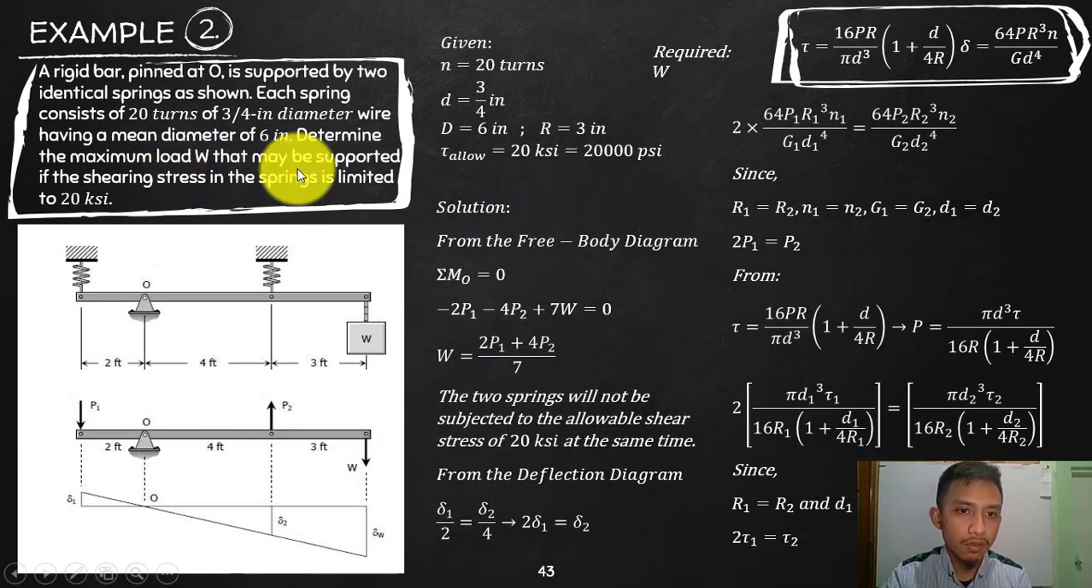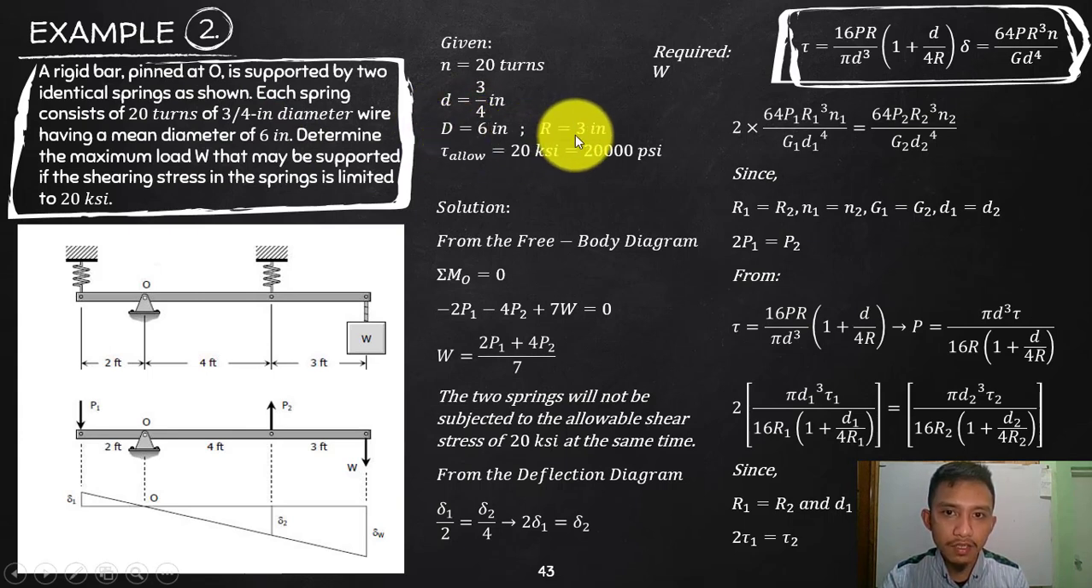Let's have one more. This time we will try to incorporate this helical spring into indeterminate members. A rigid bar pinned at O is supported by 2 identical helical springs, as shown. Each spring consists of 20 turns, so your n is 20 for both springs. The diameter of the wire used, the small d, is 3/4 inch, and the mean diameter of the helix, or the shape of the spring itself, is 6 inches. So the radius of that is 3 inches.